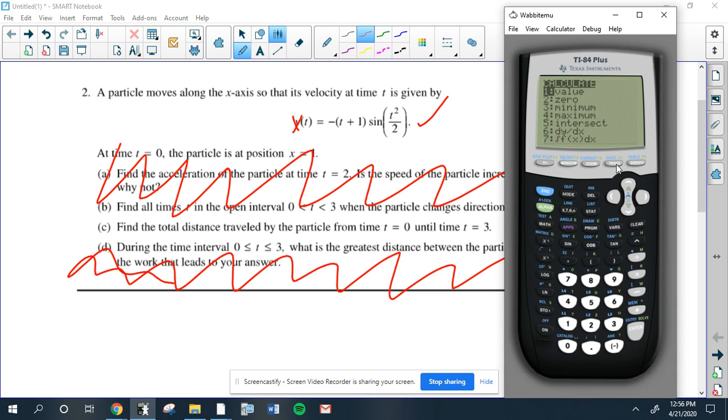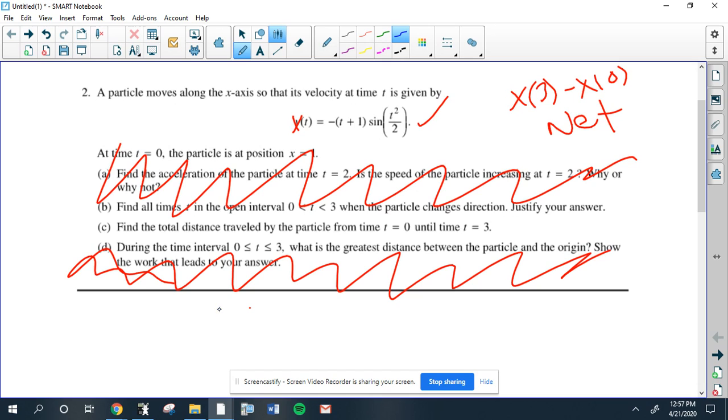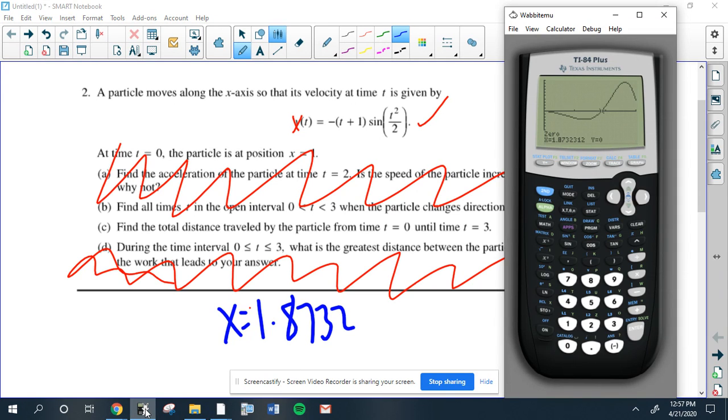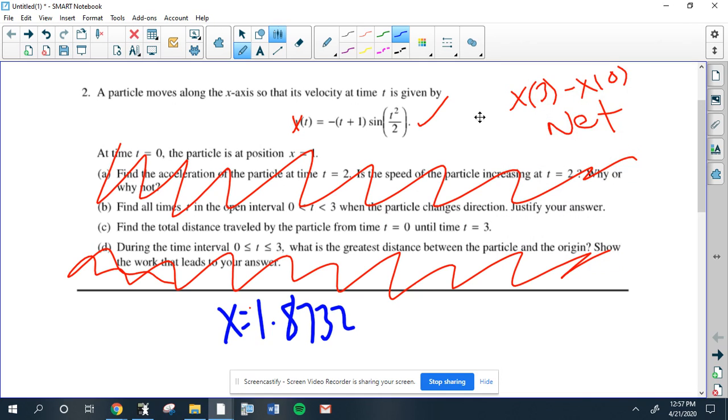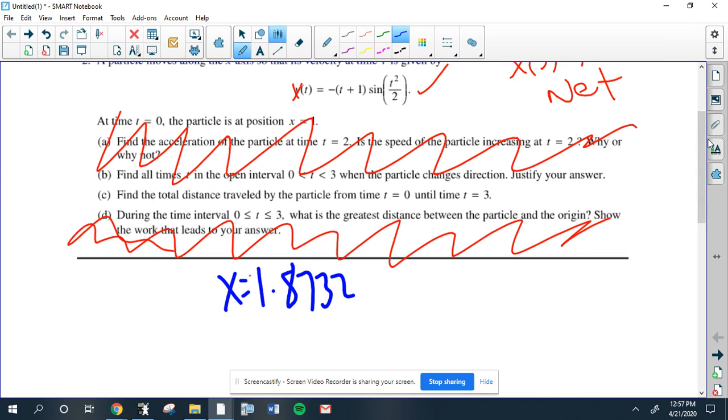So let's calculate this zero. Left bound, right bound, enter. So this says the particle is going from left to right at x equals 1.8732. That's what I said.